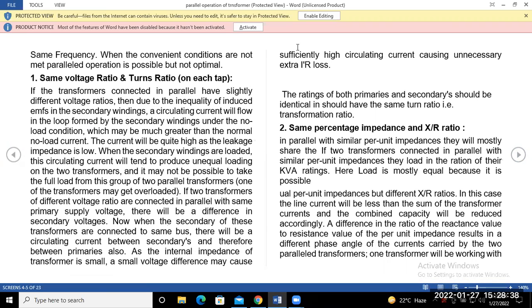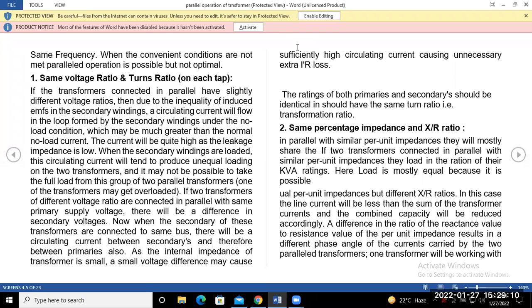If you go through the recall, if you studied it in a previous semester, then you may recall that. Okay. So the first condition is the same voltage ratio or turns ratio. That means if the transformers connected in parallel have a slightly different voltage ratio, which practically often happens, then there is an inequality of induced EMF in the secondary winding.